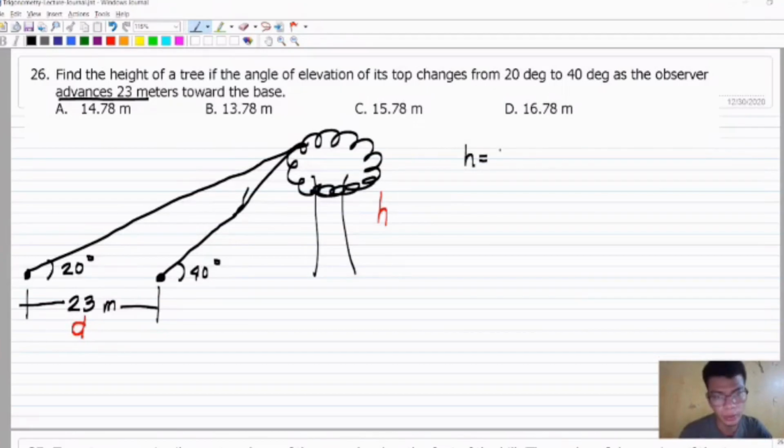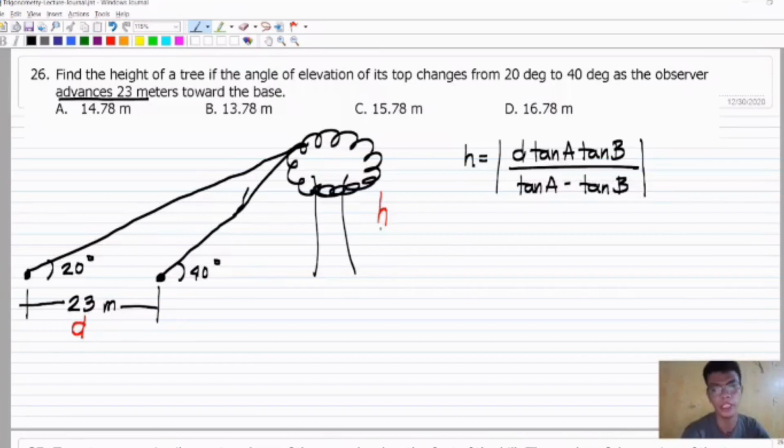Wherein H is equal to the absolute value of the quantity D tangent A tangent B over tangent A minus tangent B. So, alam naman na siguro natin kung ano yung H and ano yung D based on the drawing. And yung angle A and angle B, ayan yung dalawang angles given. So, pwede silang magbaliktad kasi naka-absolute value naman ang ating formula. So, let us now solve for the value of the H kasi tinatanong dyan, find the height of the tree.